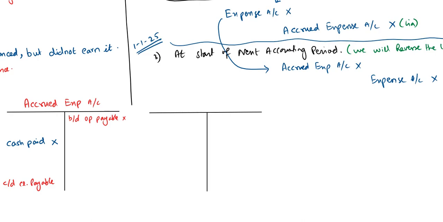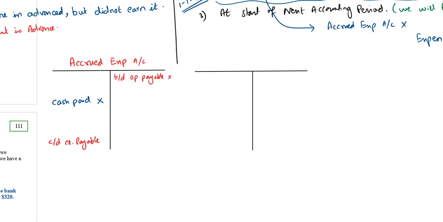Okay. So the remaining balance will go to the income statement as an expense. The balancing amount will go to the profit and loss account as an expense. So this balancing figure we will record as an expense in the profit and loss account. So this is the format of accrued expense.